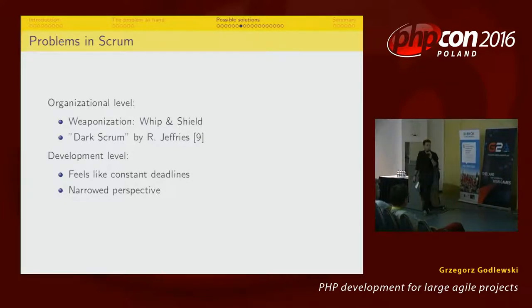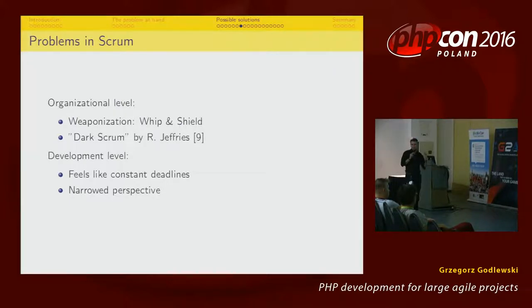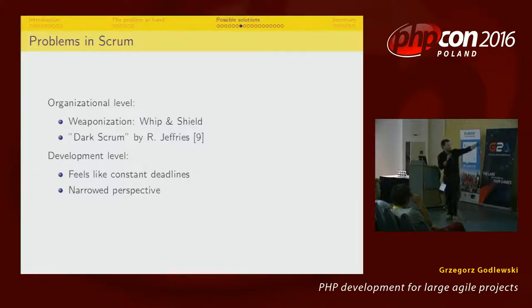Another set of problems that I personally see is that you feel like you have constant deadlines. So each sprint is a deadline, deadline, deadline, deadline. If these are being considered as deadlines, what happens? If you're close to a deadline, you're making mistakes. You're making trade-offs. You will sacrifice tests. You will sacrifice quality this way just in order to deliver. So this is actually wrong.